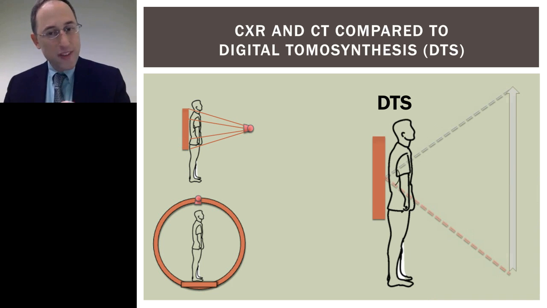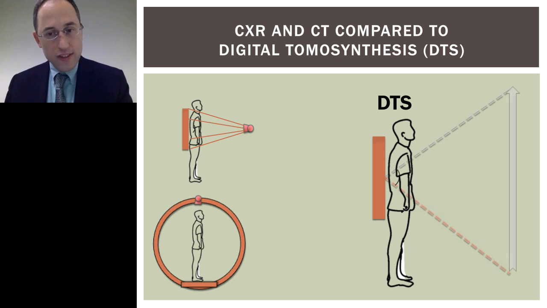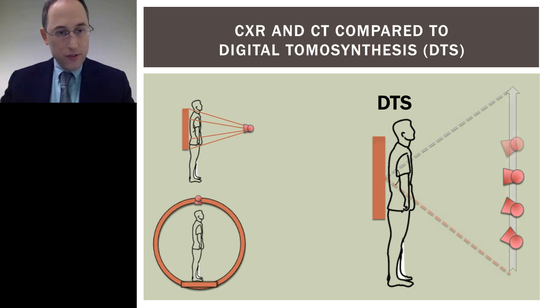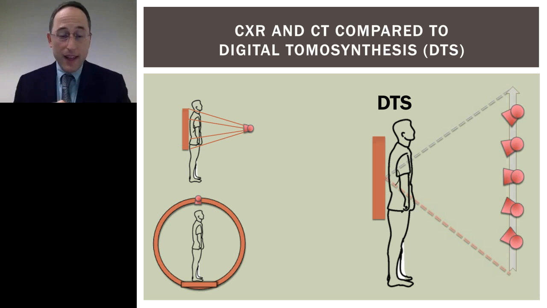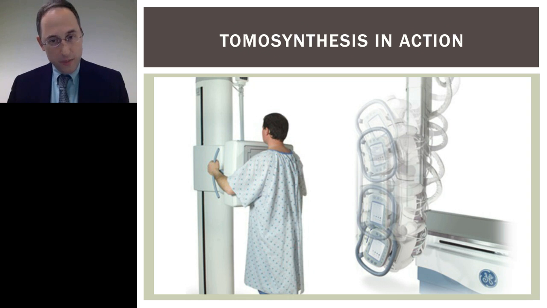You use essentially the same source, but instead of it staying still, this source actually slides and takes multiple pictures of the patient from several angles. You're basically taking 50 to 60 chest radiographs of the patient, but at a fraction of a normal chest radiograph dose. You use all these projections, similar to CT, to create your cross-sectional images.